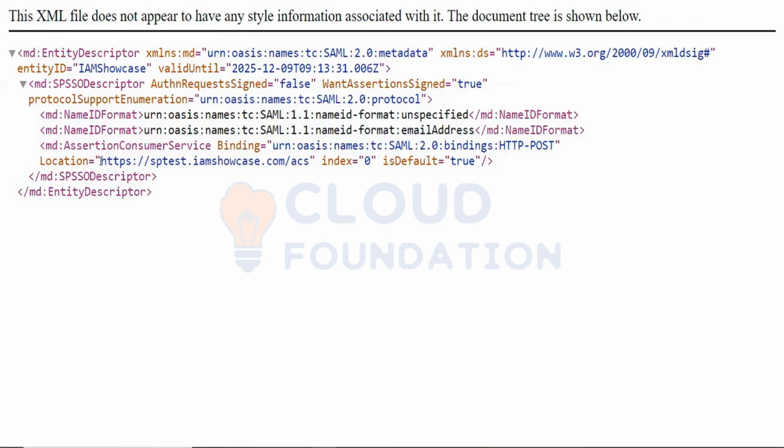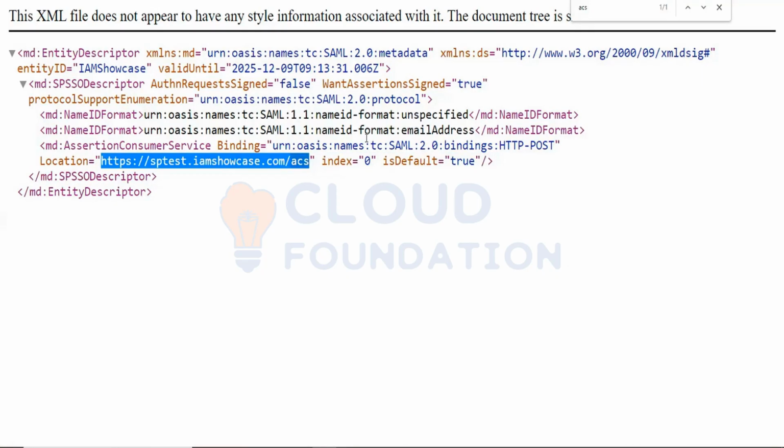There it is. I will tell you another trick also. The sign-on URL for any SP, any service provider, will always have two words in it. The first one is ACS, Assertion Consumer Service. The second is SSO. Here you can see it in the URL.